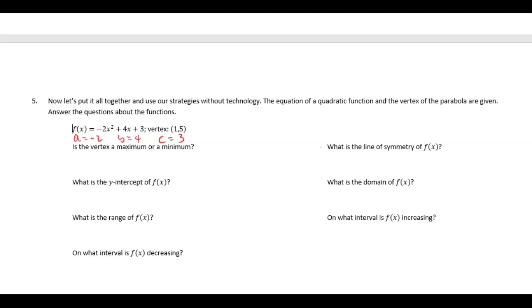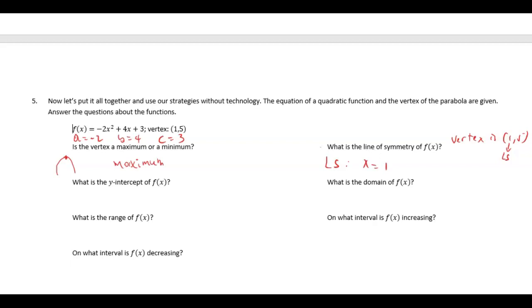So a is negative, so that means the parabola is going to look like this. It's going to open down. If the parabola opens down, then I have a maximum point, and that maximum point is my vertex. So the vertex will be a maximum, and that point will be (1, 5). What is the line of symmetry? If the vertex is (1, 5), the first value of the vertex is my line of symmetry. So my line of symmetry will be x equals 1.